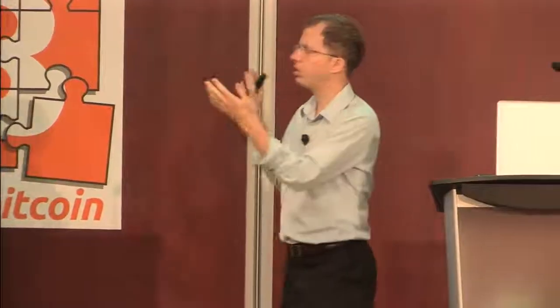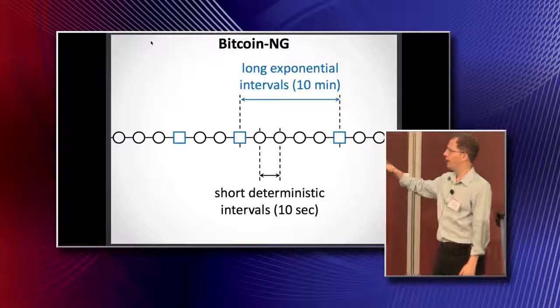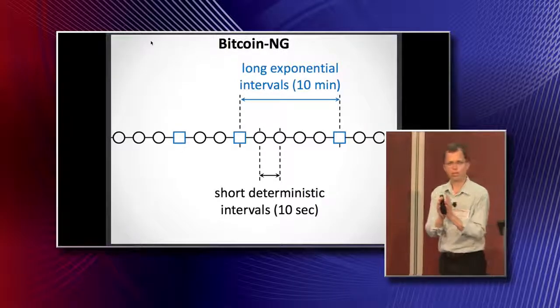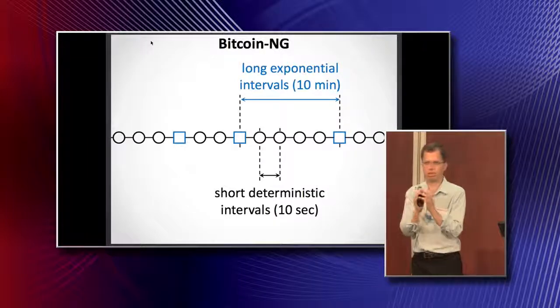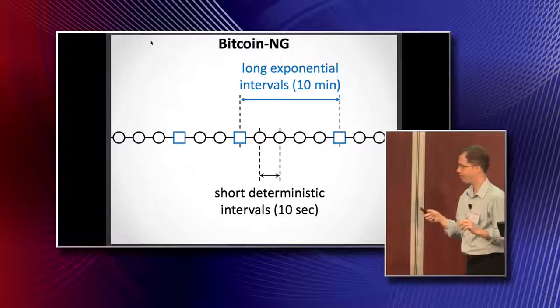Now, the interval between the key blocks is the same as Bitcoin or similar. You can have very long intervals here. Say, think 10 minutes. And the micro blocks come in very quickly with short intervals. Think seconds. This can be shorter than the network diameter.